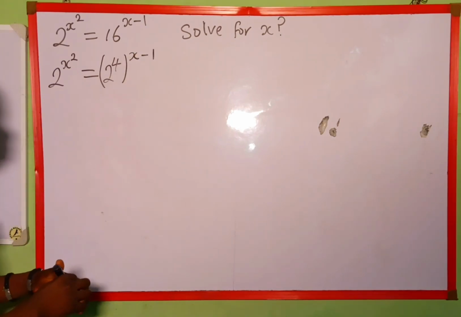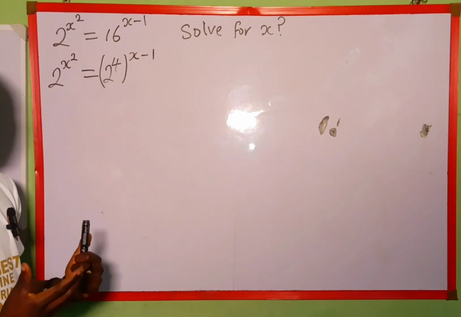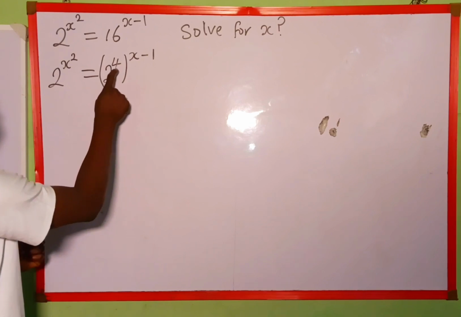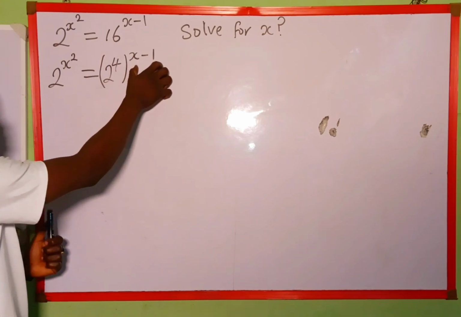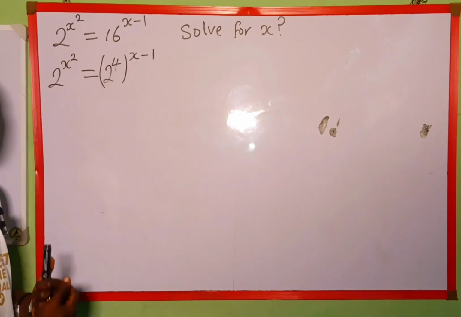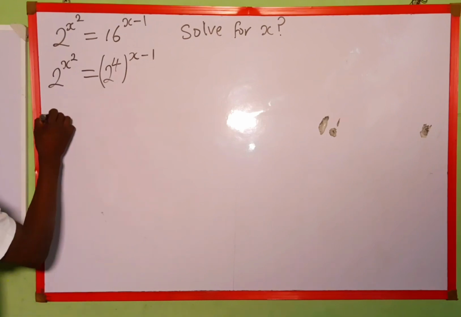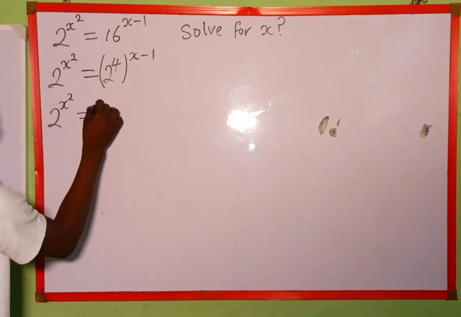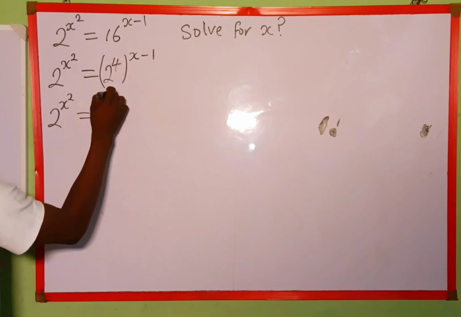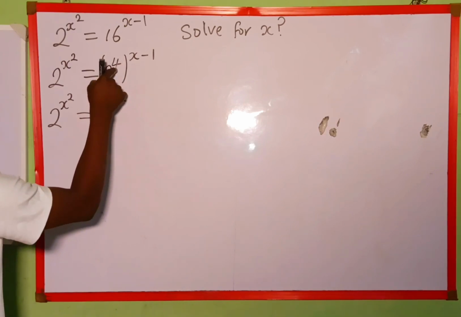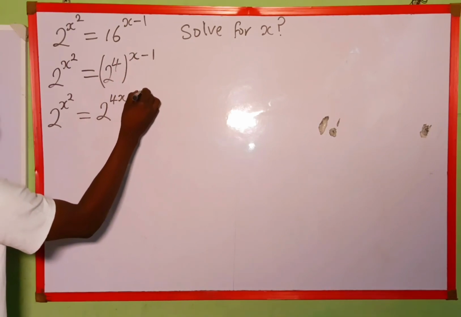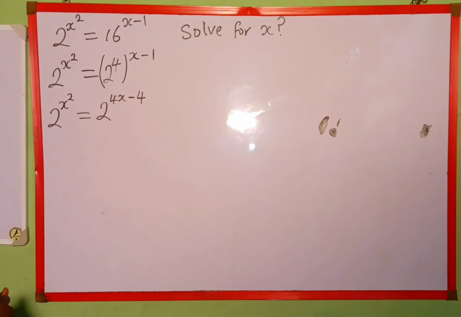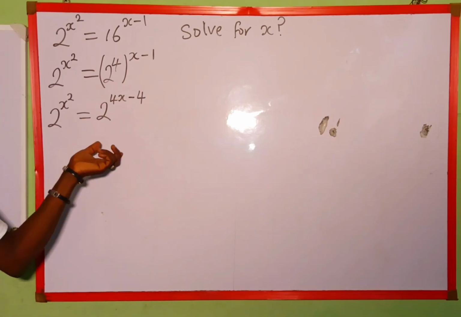Now the next thing we're going to do is to recall our power property of exponent. Since 2 is raised to 4 and all is raised to x minus 1, we can multiply the two powers together. So we're going to have 2 raised to the power of x squared, which is equal to 2 raised to the power of 4 multiplied by x, which gives us 4x, and 4 multiplied by negative 1 gives us negative 4. Now we have successfully made the base the same.